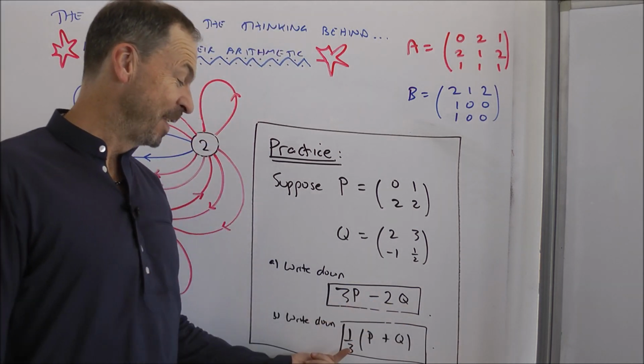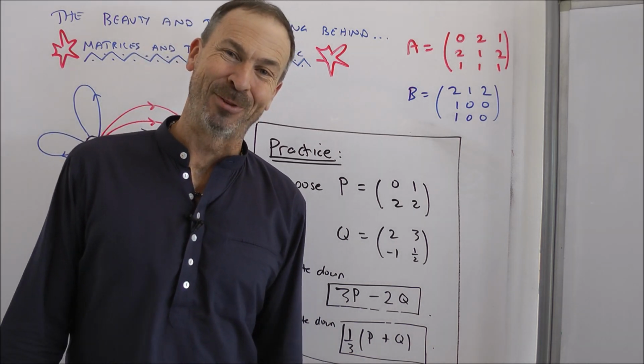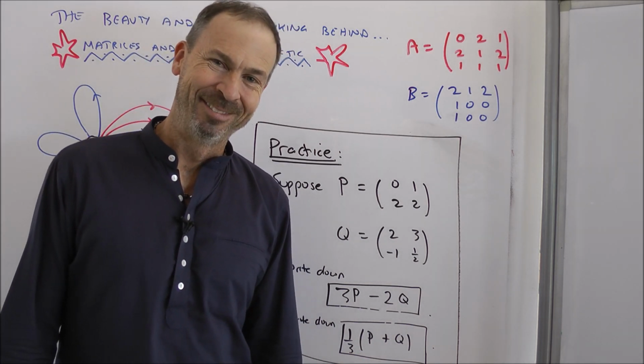And then when you've done that, try this one. What do you think 1/3 of P plus Q means as a matrix? Can you write down that answer as well? Give it a try.